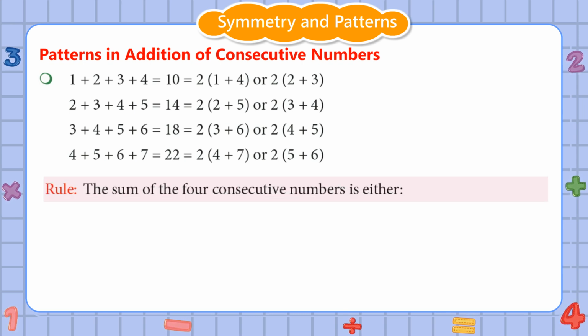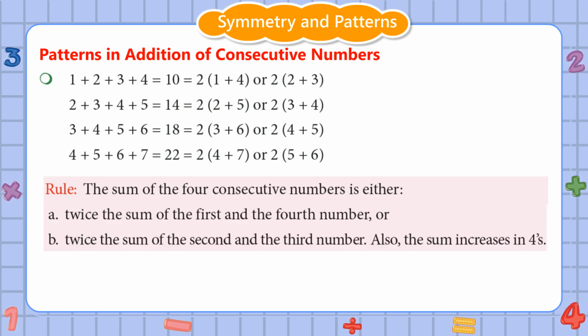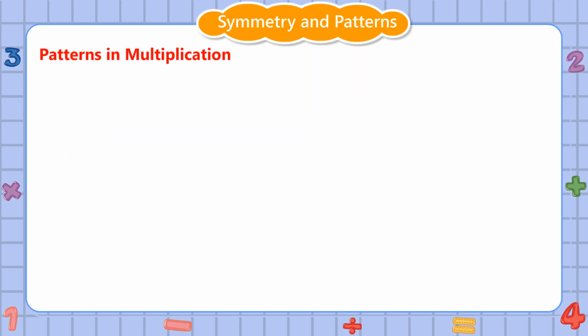Rule: the sum of 4 consecutive numbers is either A, twice the sum of the first and the fourth number, or B, twice the sum of the second and the third number. Also, the sum increases by four.